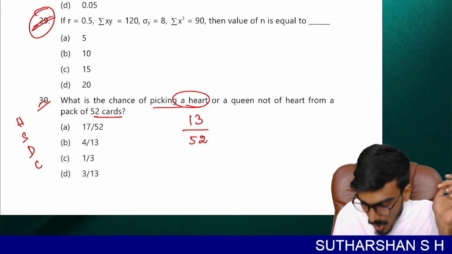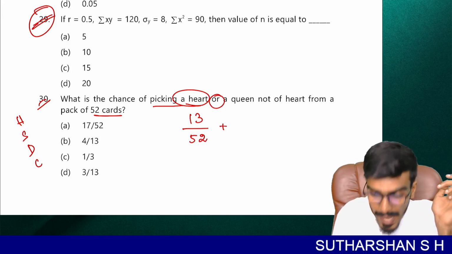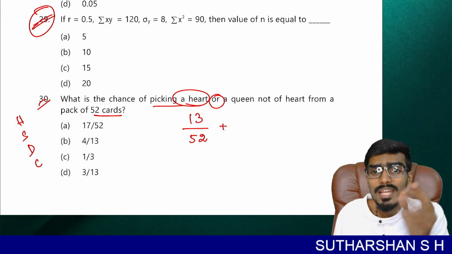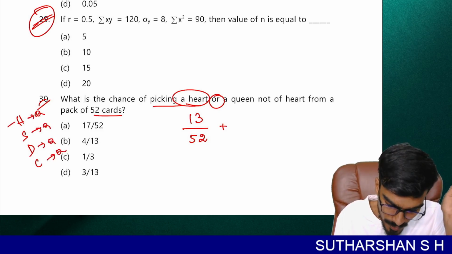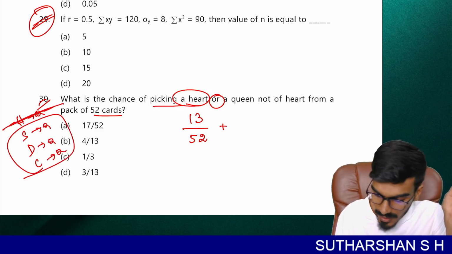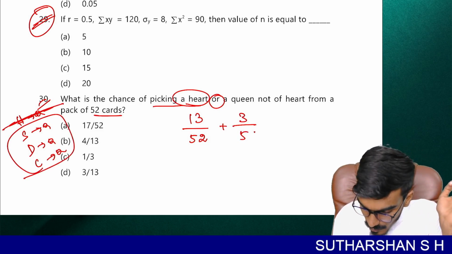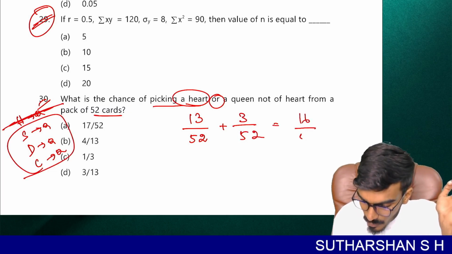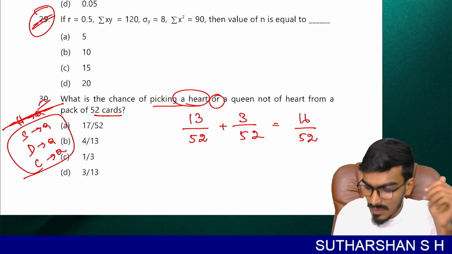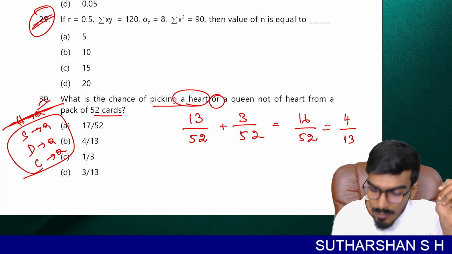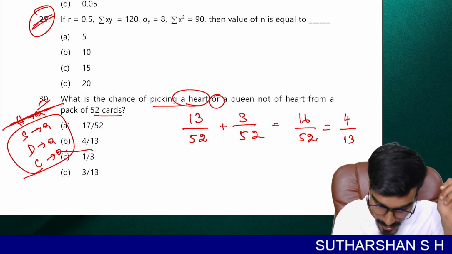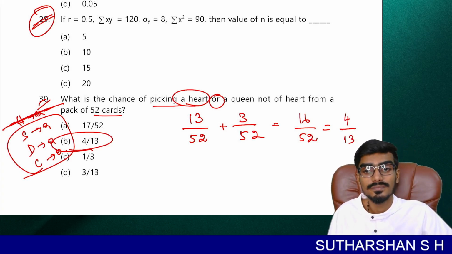Fine. An or condition has been there. So you will add a queen that is not from a heart. There will be 4 queen cards. Okay, they said it should not be from heart, so it should be from the remaining 3. So that is 3 by 52. Together it is 16 by 52. If the denominator is the same, 16 by 52 can be written, if I cancel in the 4 table, as 4 by 13. So my answer is option B, guys.